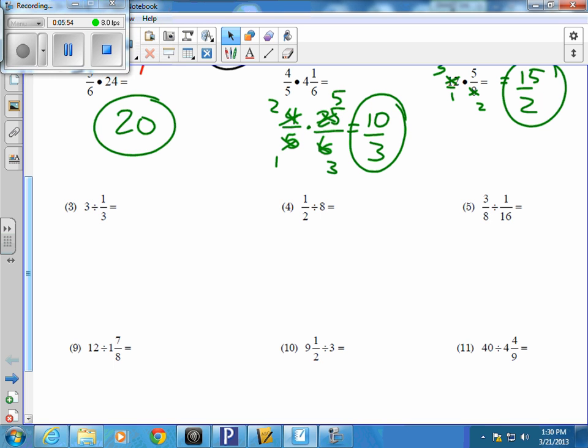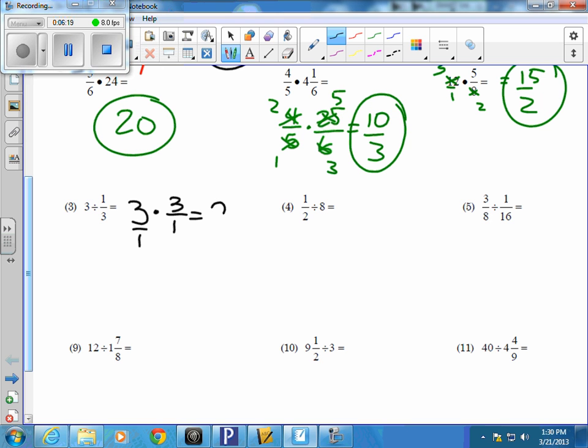Now really division is the same as multiplying, but it's multiplying by the reciprocal. For example, if I ask you to divide by a third, like 3 divided by a third, that's really the same as 3 times the reciprocal of the second fraction, 3 over 1. It means the same thing. So when we have a division problem with a fraction, we're going to change it to multiplication of its reciprocal. So 3 over 1 times 3 over 1 is really 9 over 1, or 9.